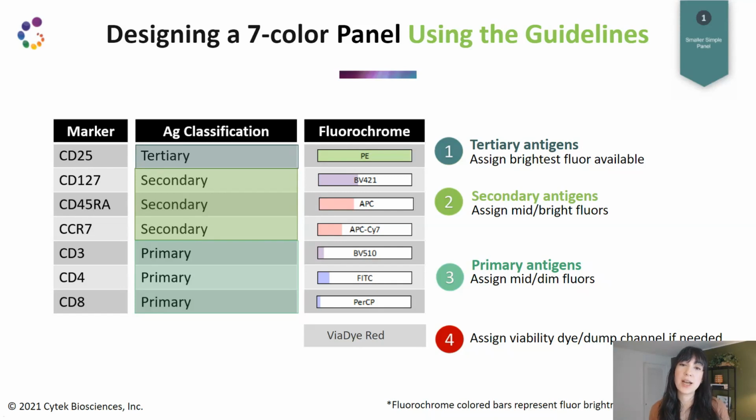Now, if you want to do a quick check of our panel design, we can see that there are 2 fluorochromes that are primarily excited by the violet laser, 2 excited by the red laser, 2 excited by the blue laser, and 1 excited by the yellow-green laser.